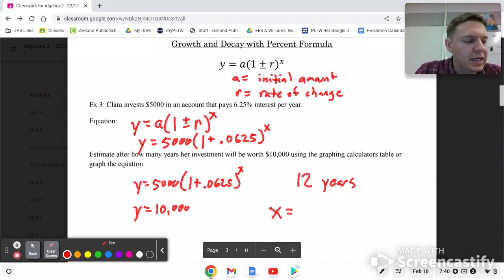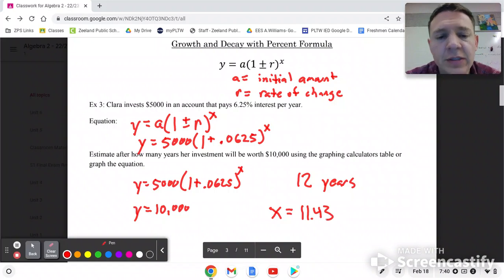They actually intersect at X equals 11.43. So 11.43 years. But if we're rounding up to the nearest year, that would be 12 years, because at the 11-year mark, it wouldn't be enough. We'd still be under 10,000. At the 12-year mark, we would be above. So after 12 full years, she'd be there.